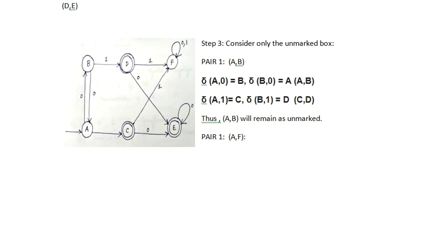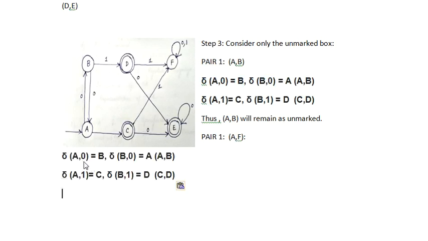Now if we look into A comma F, I will follow the same process. I am copying this particular scenario; it will be helpful for me. So this is your state A, and this is our F, A comma F. Now A on seeing 0, where is it going? It is going to B, so it will remain as it is. F on seeing 0, where is it going? It is going to F only.